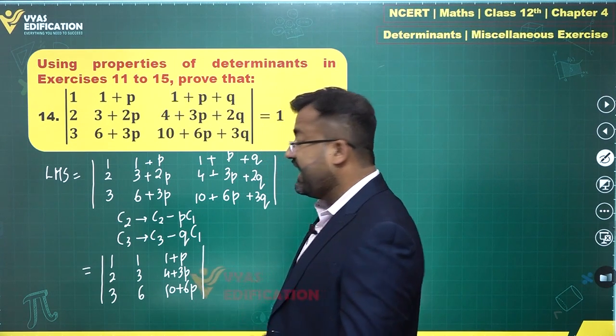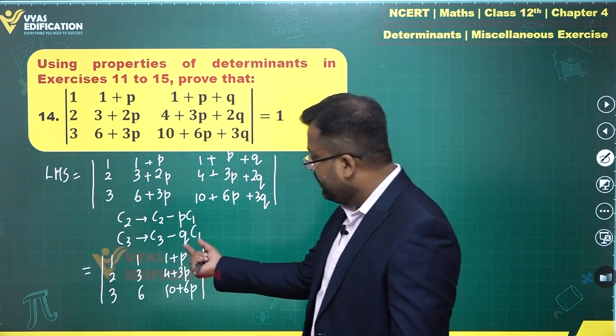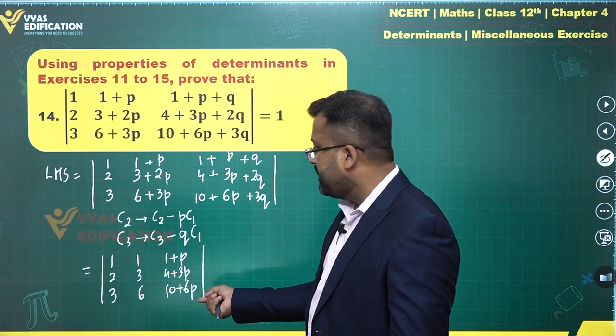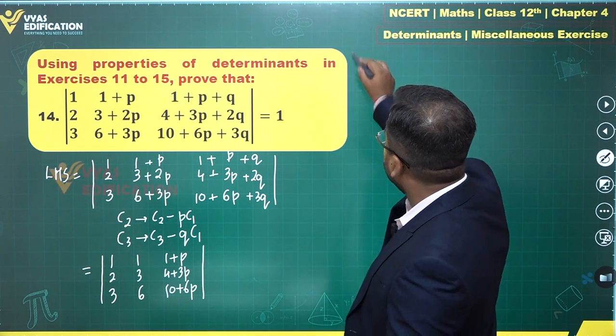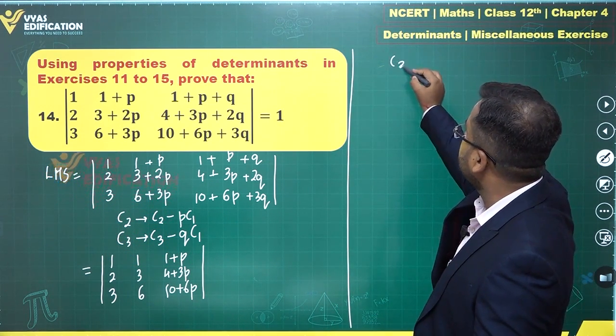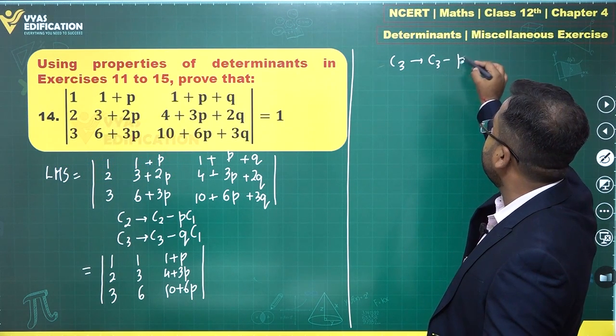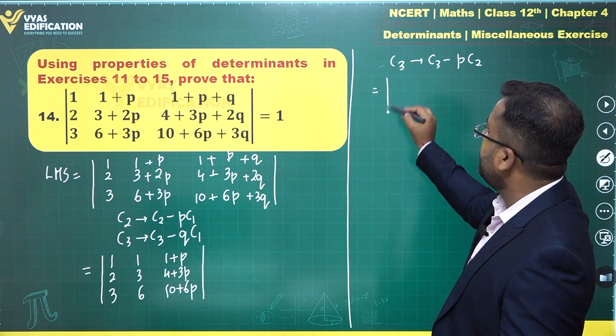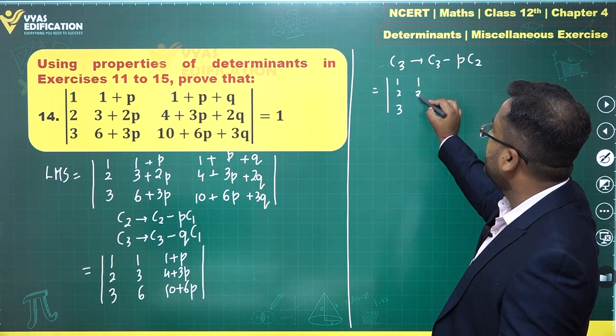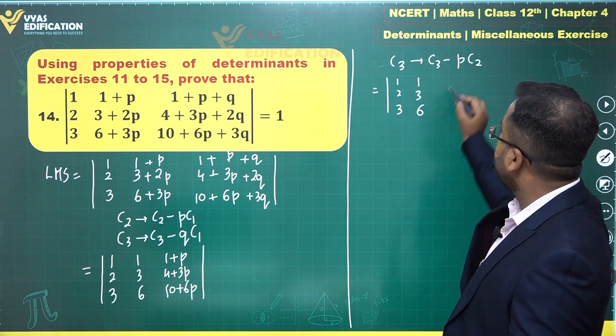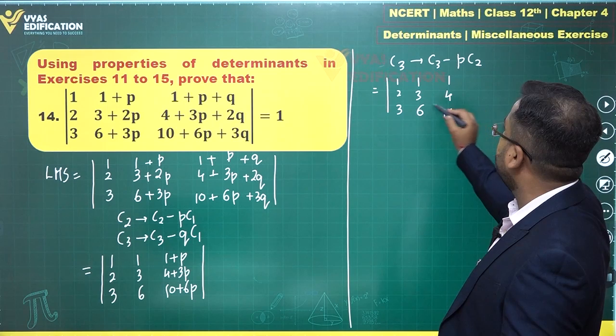And I hope you get the idea. The next step, what you will do is, you will remove these terms using this 1, 3, 6, multiply by P and subtract over here. So, the next thing that you will do is C3 will be replaced by C3 minus P C2. And this will give me 1, 2, 3, 1, 3, 6. And you will be left with 1, 4, 10.